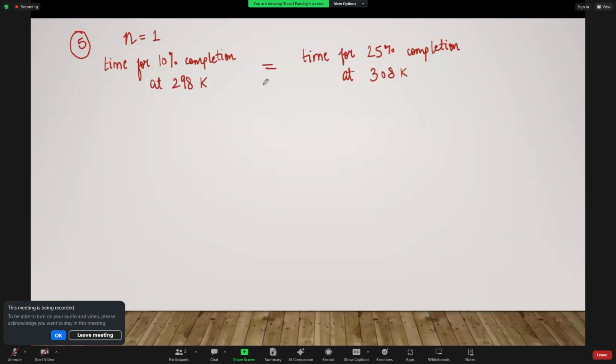Basically what is happening is that they are doing the same reaction at different temperatures and comparing the results. They are doing it at 298 Kelvin and the same reaction at 308 Kelvin, and then they are comparing the time. This is the data they have given in the question. They have also given the value of A, which is the Arrhenius factor, because it would be needed later: 4 into, oh, this is very high, 4 into 10 to the power 10 per second.